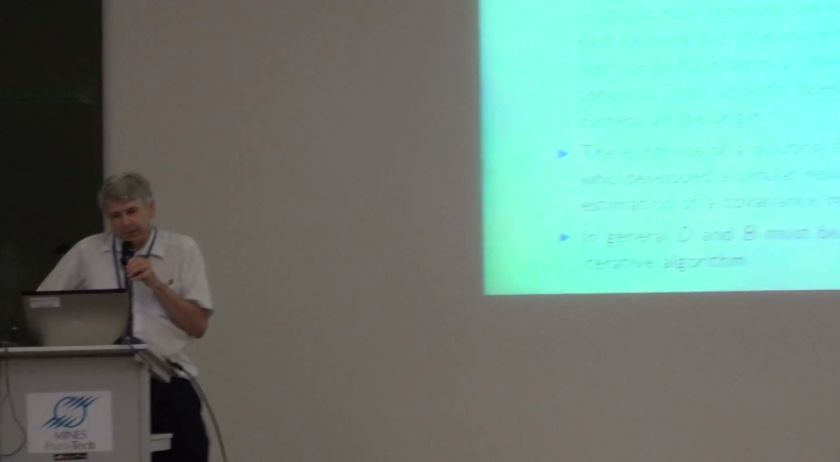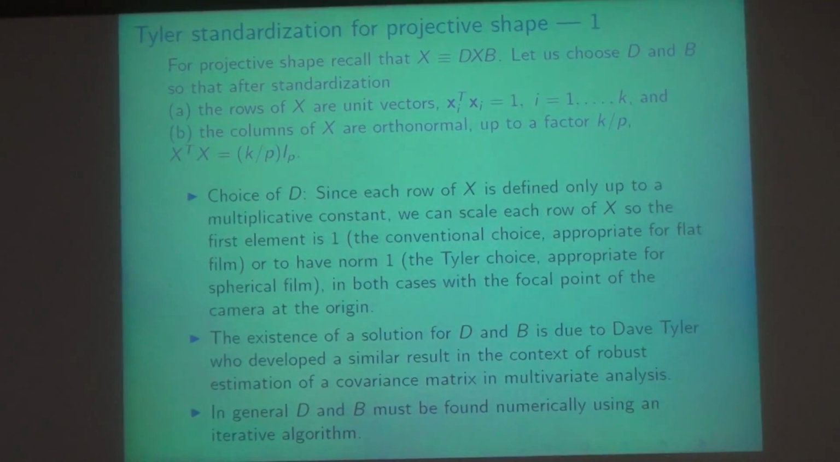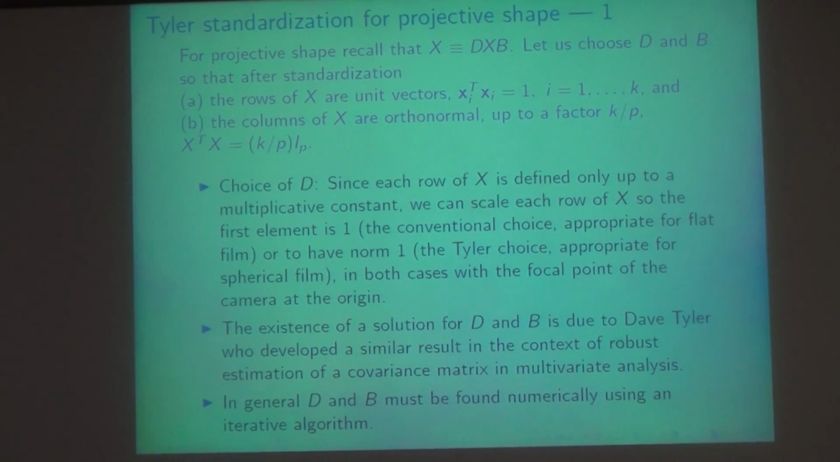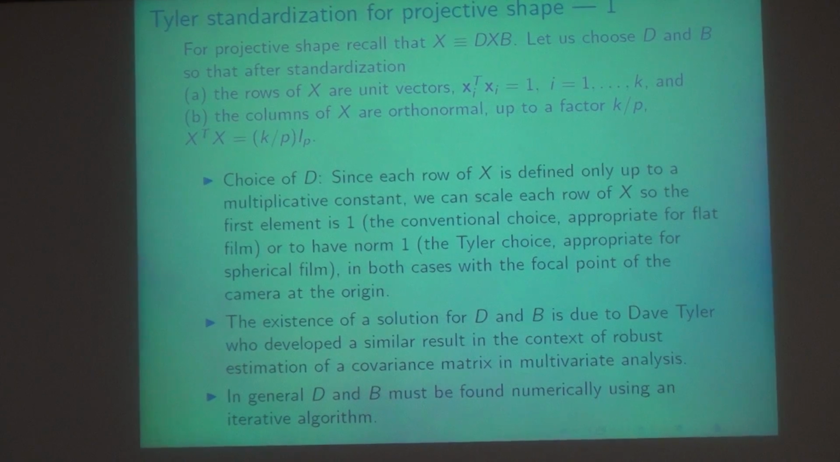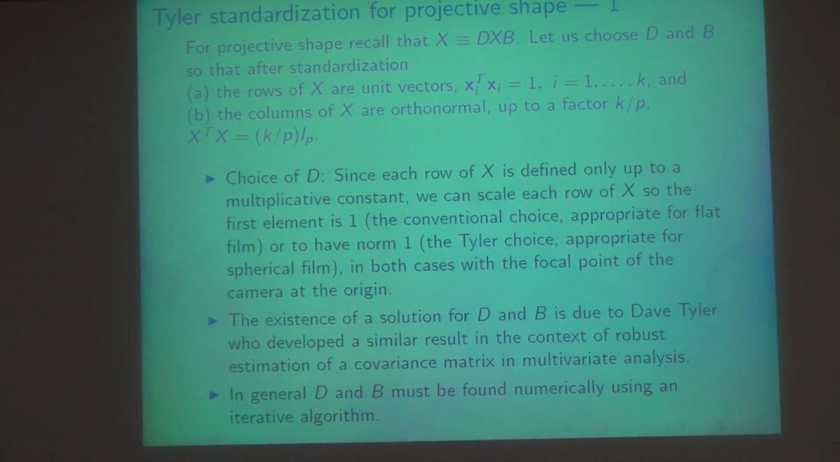Procrustes analysis on shapes, what I'd like to do is choose a preferred element of this equivalence class to facilitate metric comparisons. So, what am I doing here? I'm recalling first of all the previous slide, X is equivalent to DXB, and I'm going to choose the diagonal matrix D and the non-singular matrix B so that 2 properties hold.